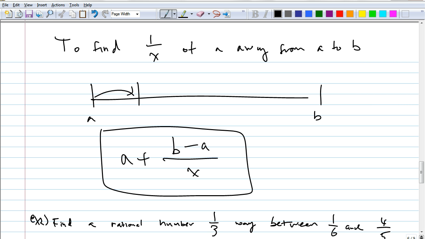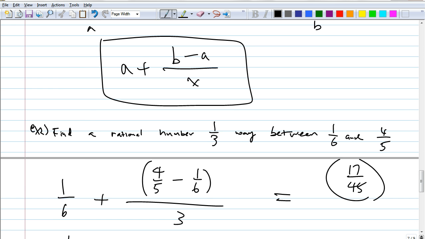Can the number be greater than 1? No, why not? Because if you got something bigger than 1, it's got to be between 1/6 and 4/5, right? It's got to be closer to 1/6 than 4/5. So, did you all use this formula? 4/5, the bigger number, minus 1/6, divided by 3, and then you add that to your starting point. 17 over 45 is correct, isn't that right? If you didn't get that, okay, watch this.